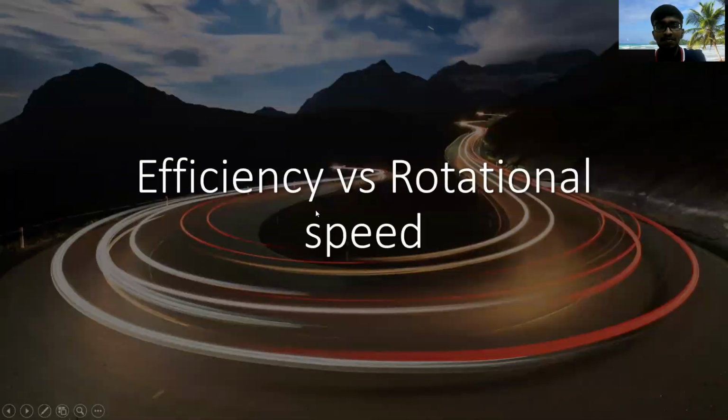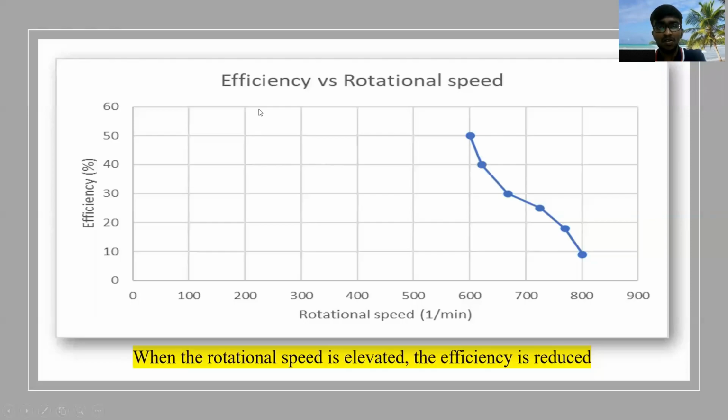And the third graph is efficiency versus rotational speed. Similar to the power output, the efficiency trend is similar. For this graph we can see that when the rotational speed is elevated, the efficiency is reduced.